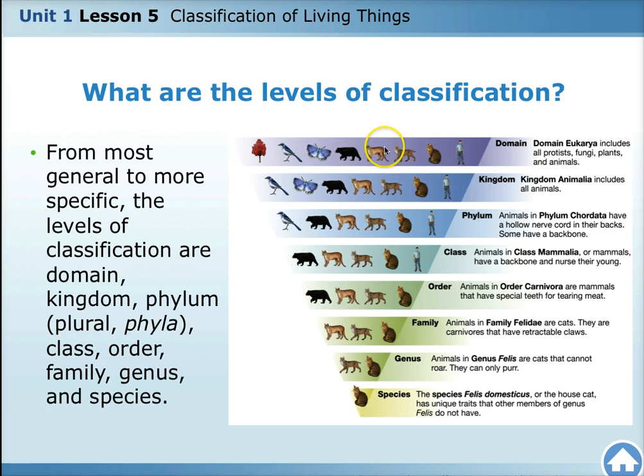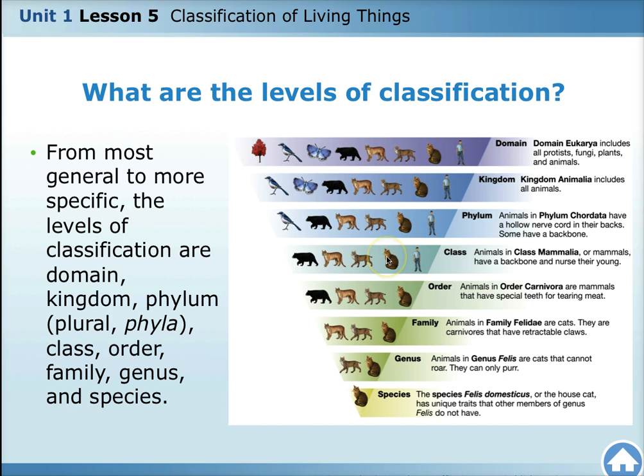Up here we have domain, which we have Eukarya, includes all protists, fungi, plants, and animals. Then we have kingdom. The kingdom Animalia includes all animals. Phylum, or plural, phyla: animals in the phylum Chordata have a hollow nerve cord in their backs, and some have a backbone. Then we have class.